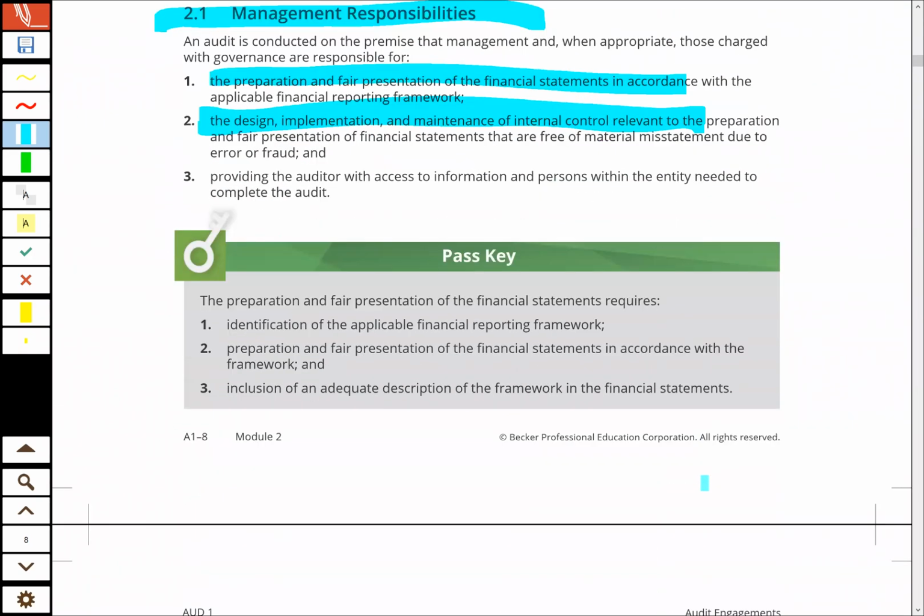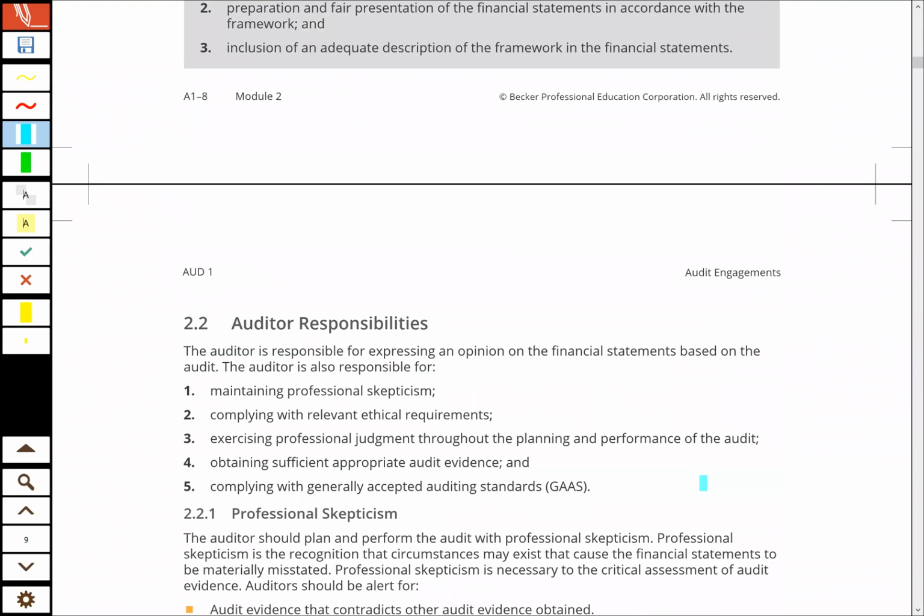Now, the auditor's responsibility. Let's take a look at that. The auditor's responsibility is to give an opinion, as we've seen, on those financial statements. We need to, of course, maintain professional skepticism. So we're going to give an opinion, but we have to maintain professional skepticism. So what is professional skepticism? Professional skepticism says you just don't trust what management says to you. You're going to have a questioning mind.